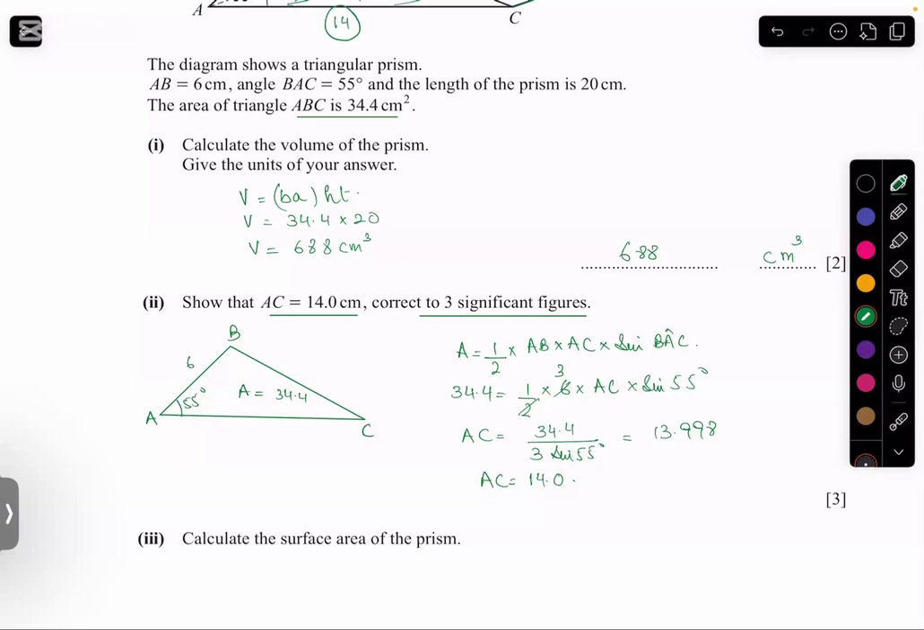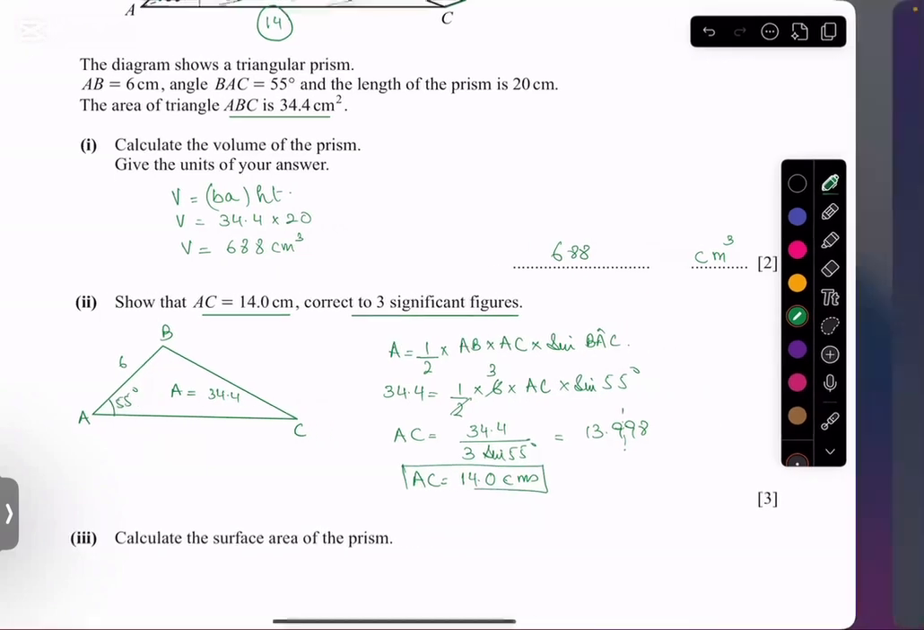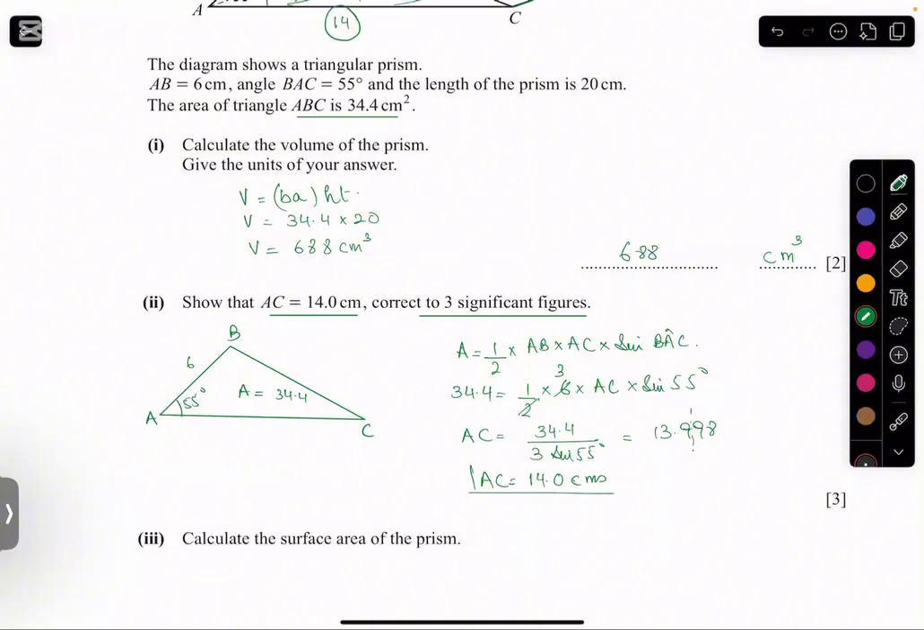They have said correct to 3 significant figures. So I will be rounding this off up to 3 significant figures. So 9 carried, this comes out to be 14.0 centimeters, right? So this is shown. So AC is equal to 14.0 centimeters and it's shown to us, right? So always box your answer and do write shown when you are showing something.